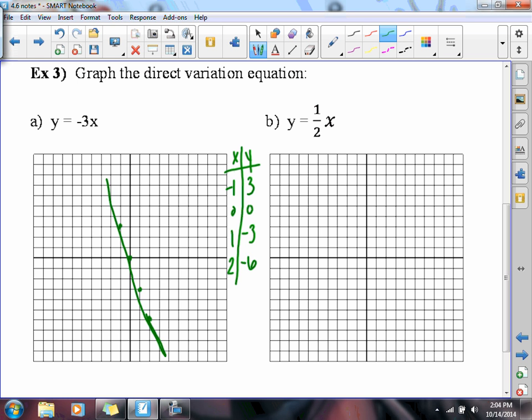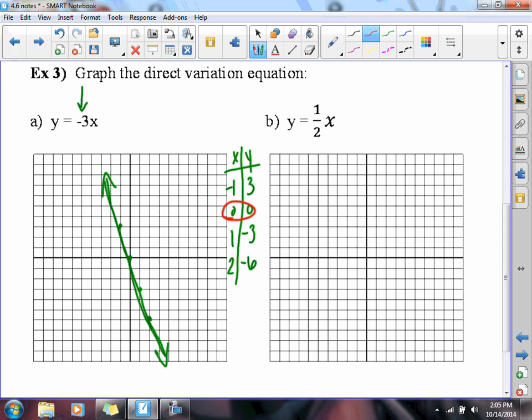Now my line's going down, and that's good because here in my equation, y equals -3x, I had a negative in front of the 3. So that tells me that my line should be going down. And notice that I went through the origin, 0, 0. It's a value that's in my table of values.